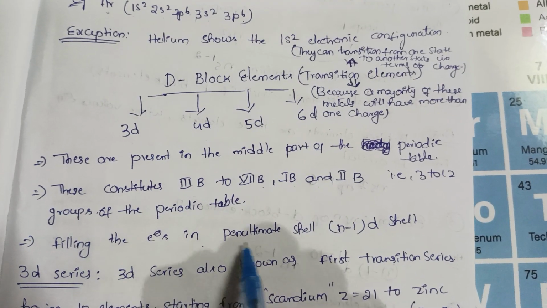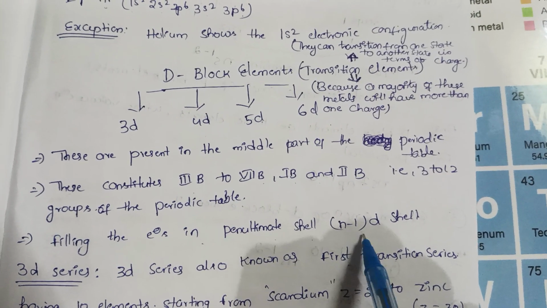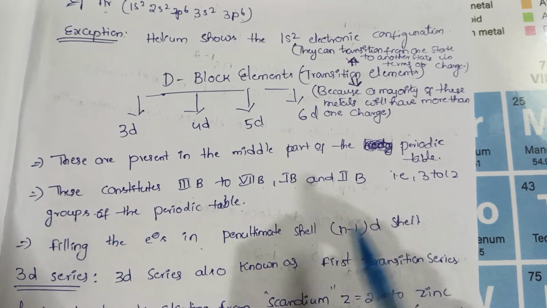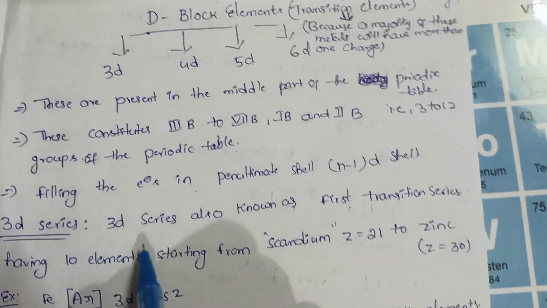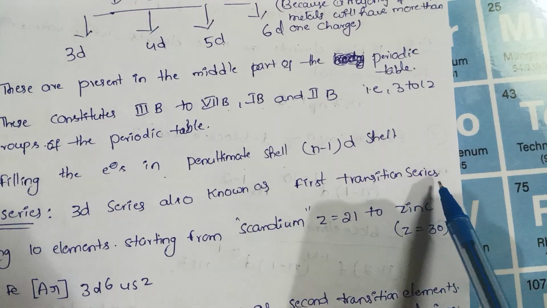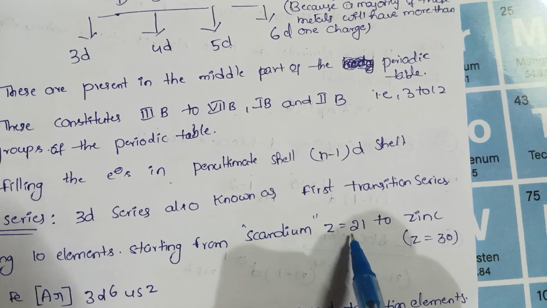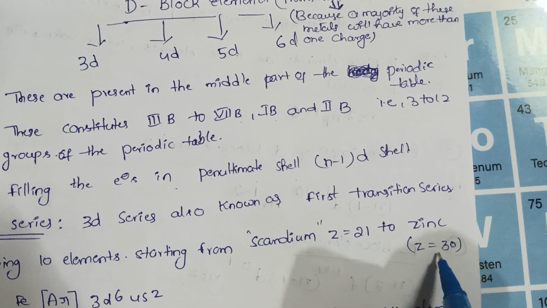Electrons fill the penultimate shell, (n-1)d. The 3d series, also known as the first transition series, has 10 elements, starting from scandium with atomic number 21 to atomic number 30.